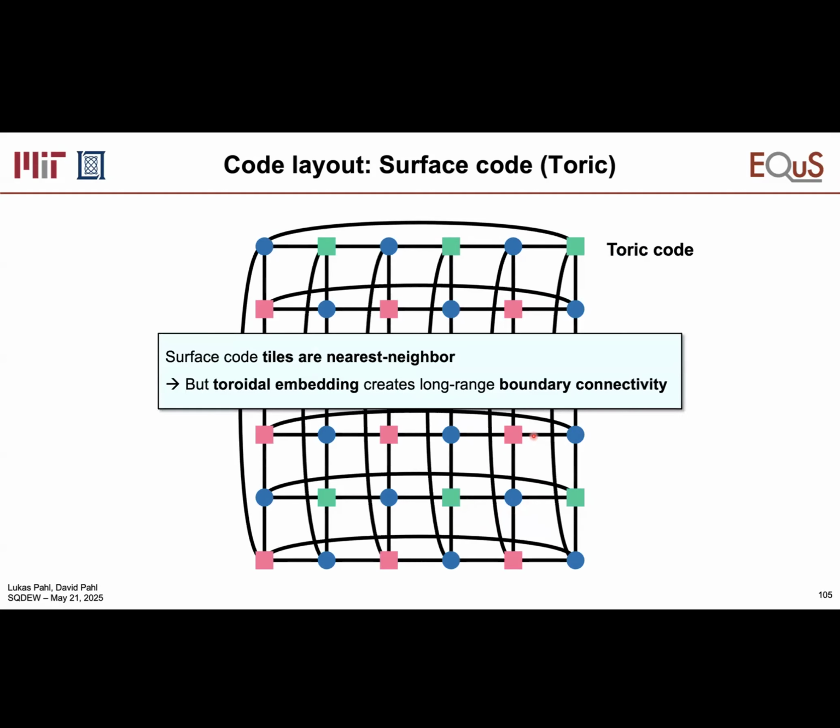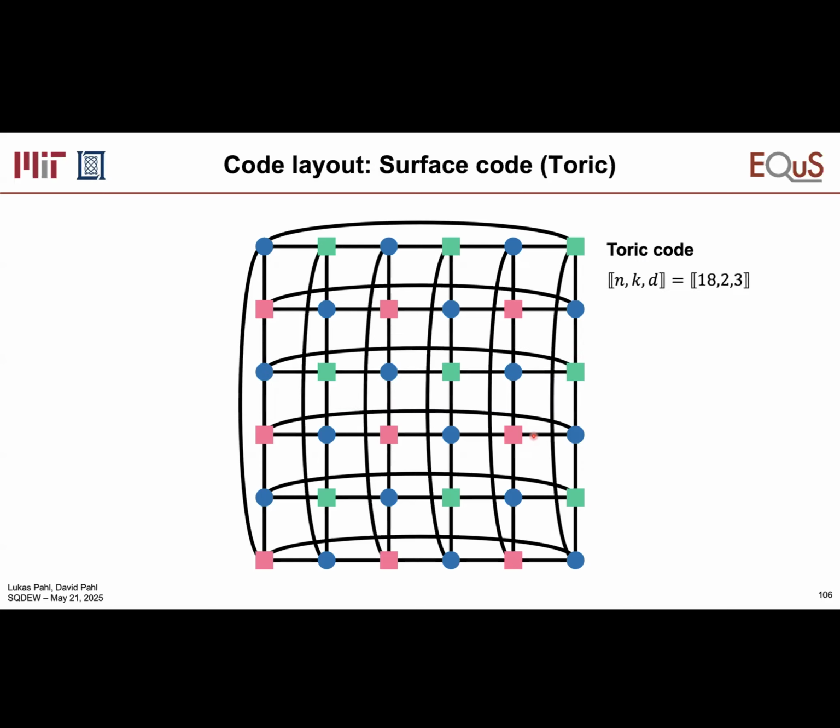What's interesting is, although the surface code is basically a nearest neighbor code, right? We saw that in the infinite plane, it's just nearest neighbor. But this toroidal embedding creates these long-range boundary connections. It's actually kind of annoying because it's not what the code really is. It's just the embedding that creates this long-range boundary. But hey, that's sort of the rules of the game. We'll get to how to fix that, but let's analyze this code first.